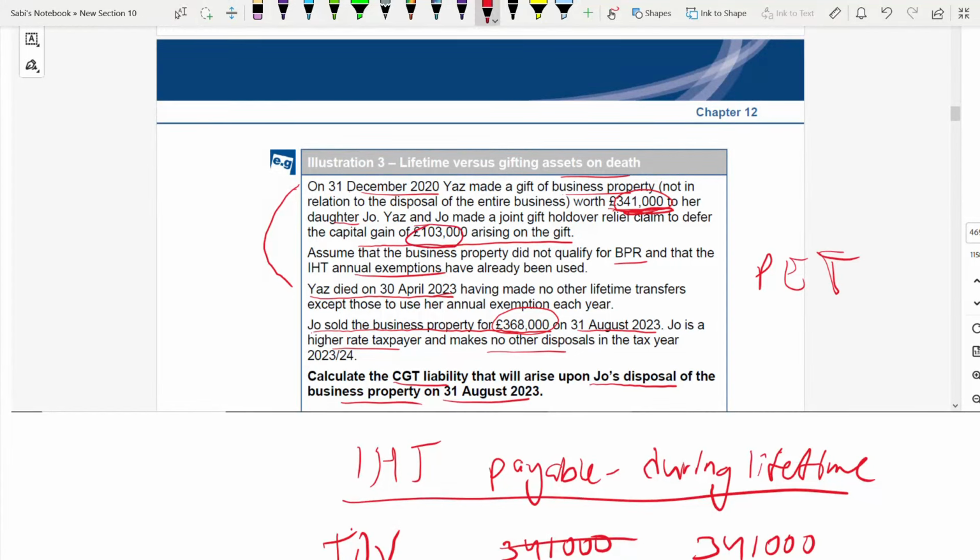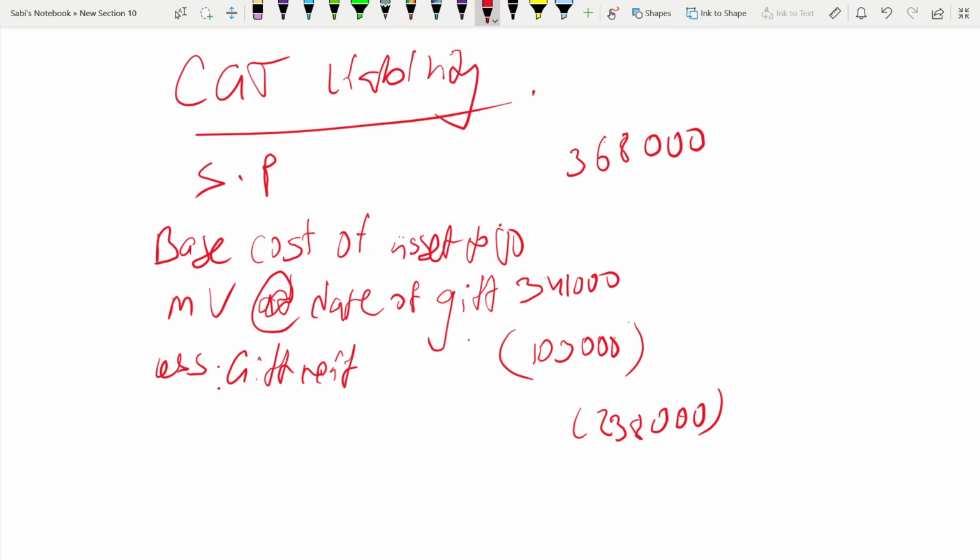They have deferred the gain. The gain was arising on the gift, and they made a gift relief. So this much they have deferred the gain, which is 238,000. From 368 you have to deduct 130,000. Now you will deduct your IHT.